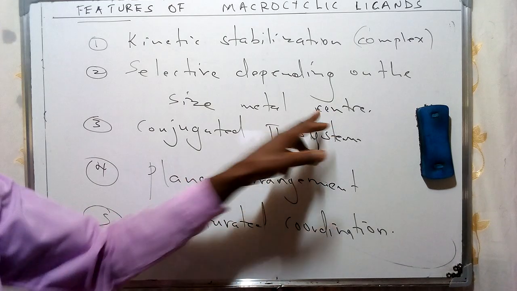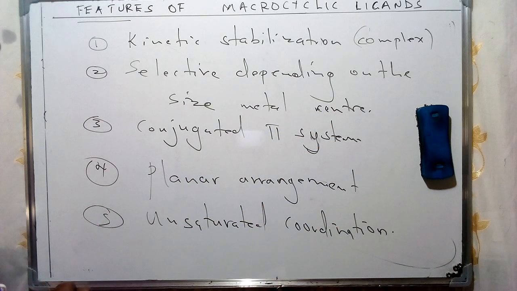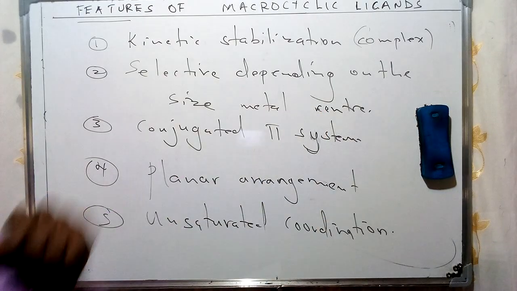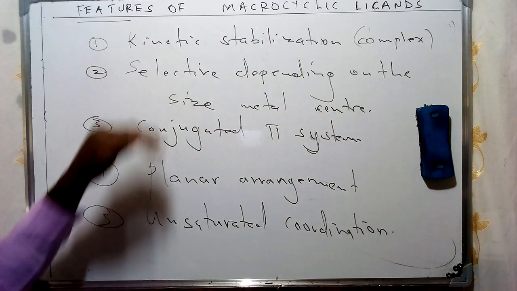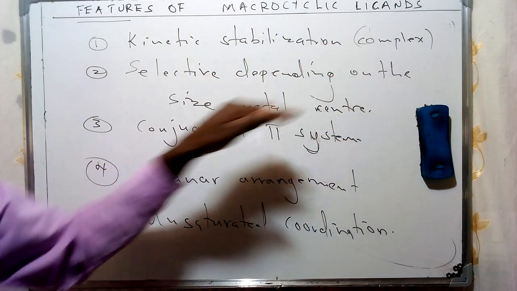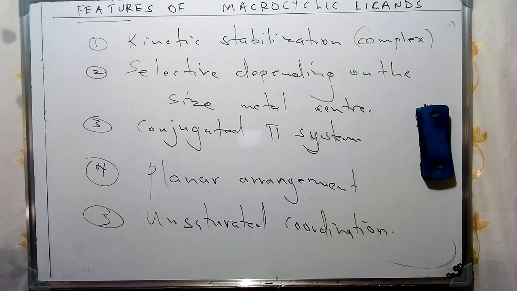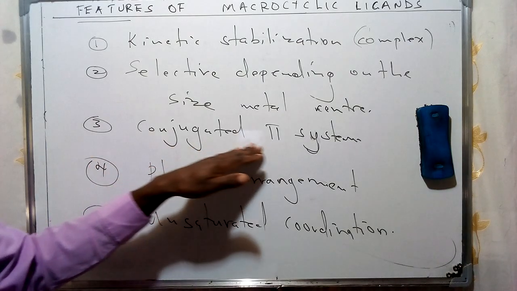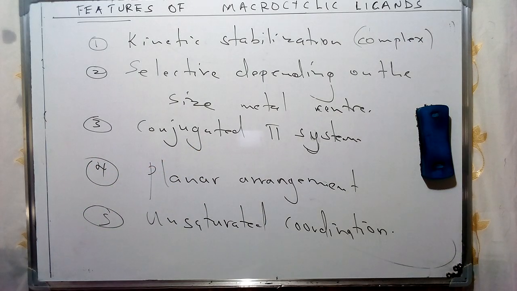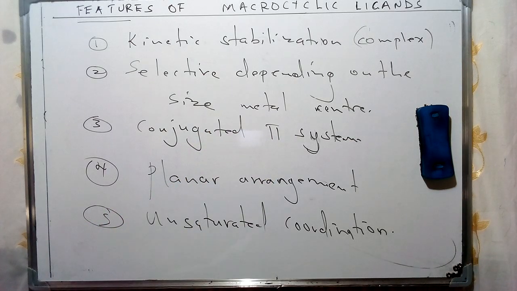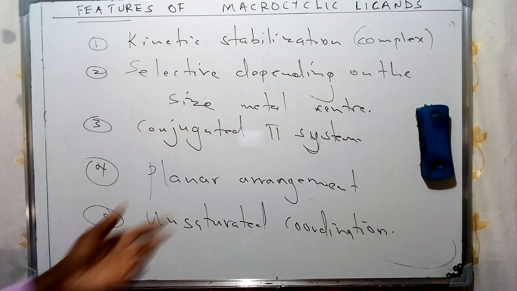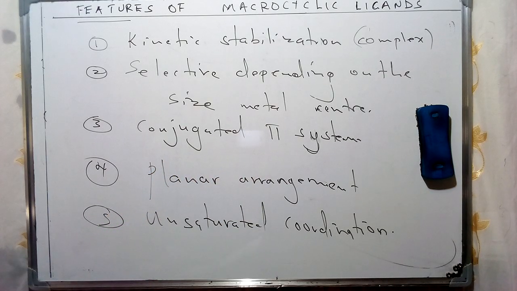I mentioned this especially when I was talking about the various types of amino acids and the type of ions they selectively bind with. Therefore, these macrocyclic ligands are also going to be selective depending on the size of the metal center they are coordinating with. Now, for the conjugated pi systems, as I said, this gives them one of the characteristics of aromatic compounds, and this increases the stability of the ring system.